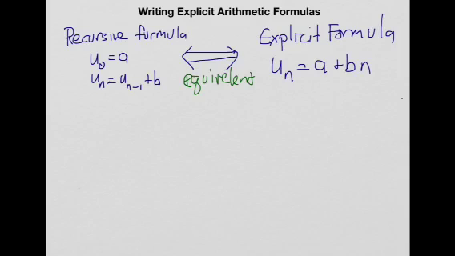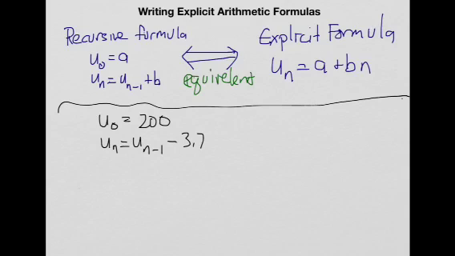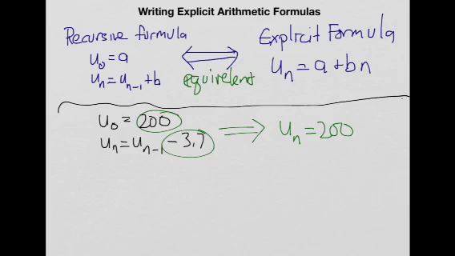So let's look at a few examples using this. If we're given the formula u sub 0 equals 200, u sub n equals u sub n minus 1 minus 3.7, to write the explicit formula, we start with our starting value, 200. So u sub n, we're going to start at 200. And then we look at this change, negative 3.7. We're subtracting each time, so we'll subtract 3.7 times n.